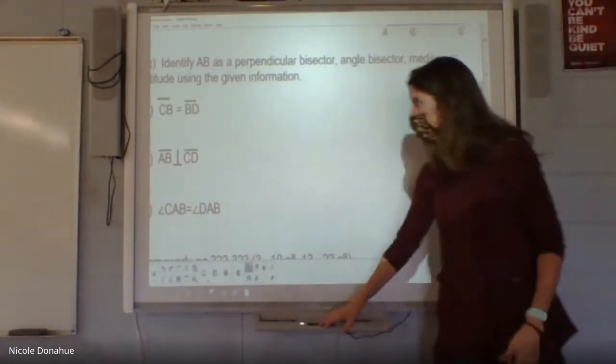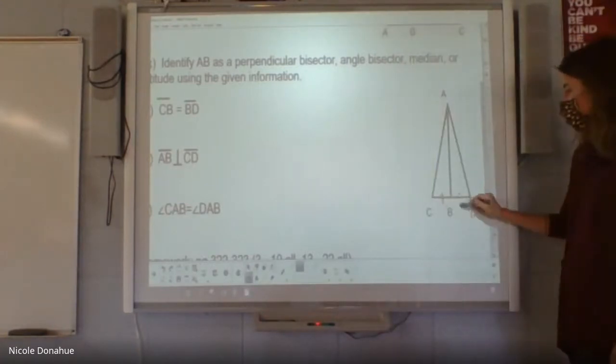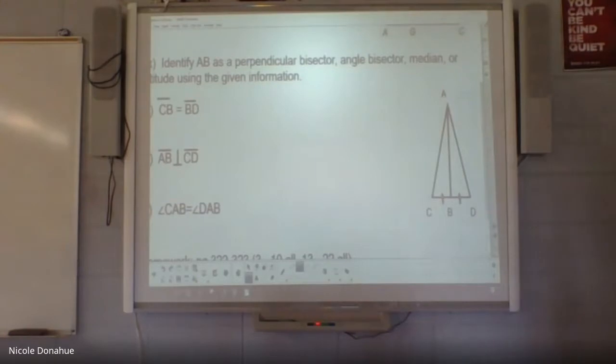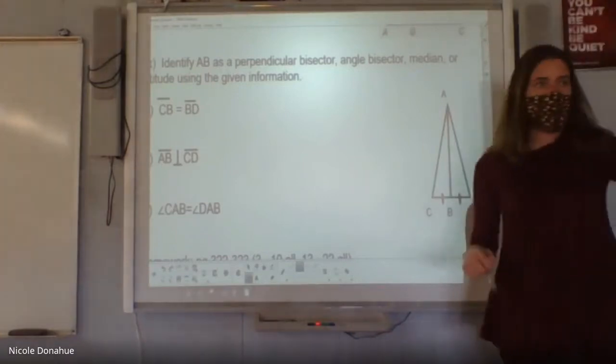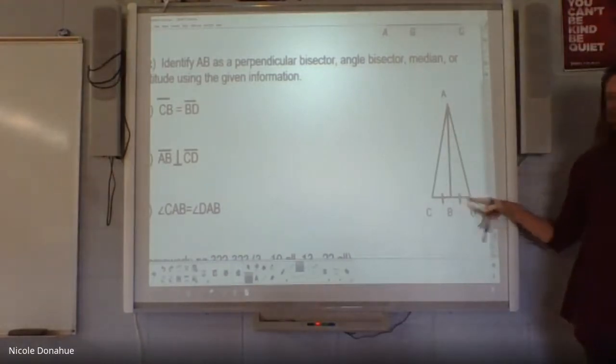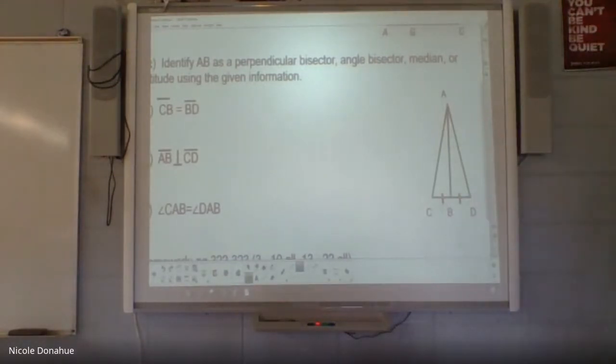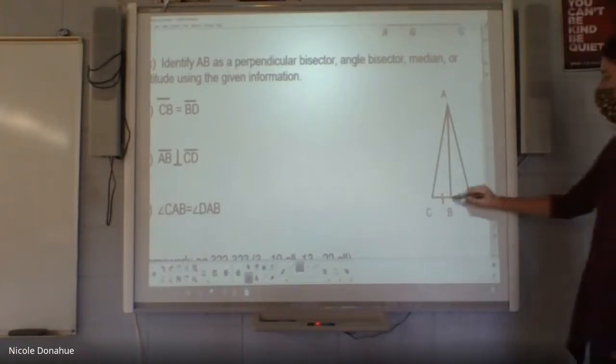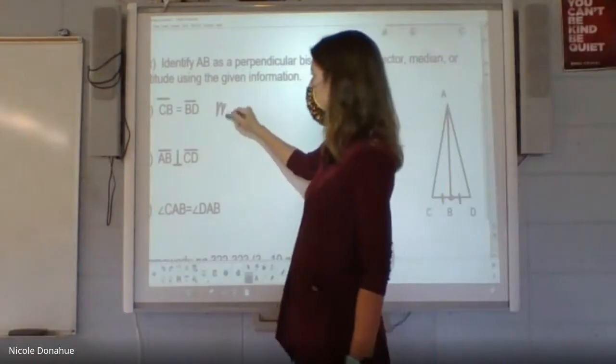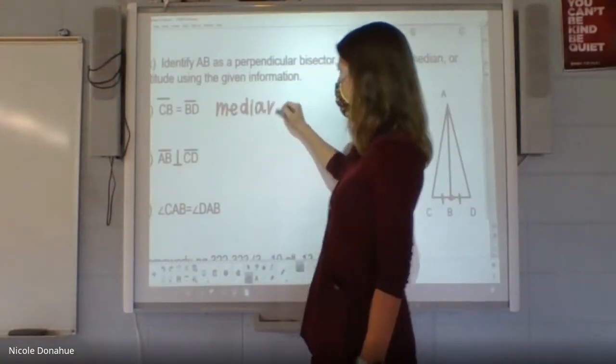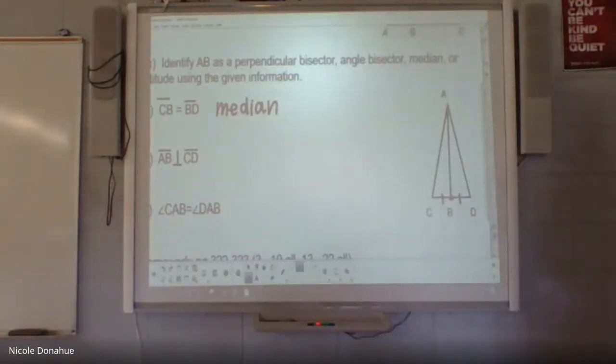So the first one says if CB equals BD, what kind of line has AB just become? Which type of line? There's perpendicular bisector, angle bisector, median, or altitude. So 4 choices there. If A connects over here and those two are equal pieces, what is it going to be? A median, yep. So it connects from the vertex to the midpoint of the opposite side. This is a median in this case. That makes sense because it's vertex, midpoint of opposite side.